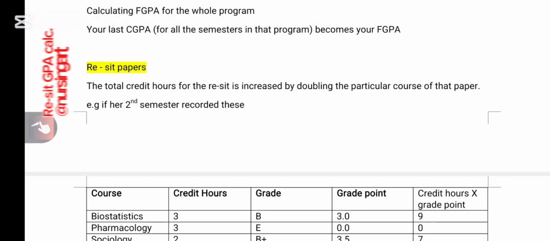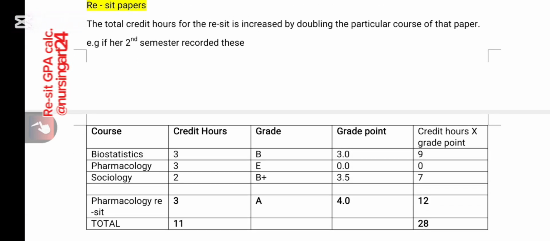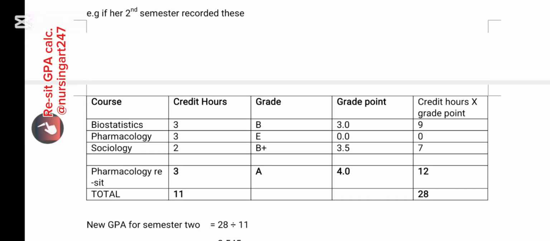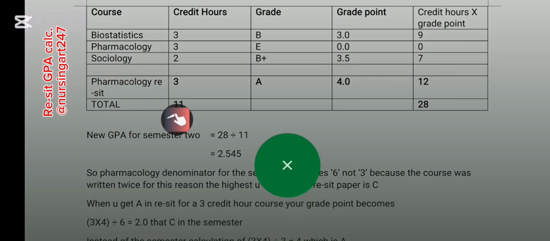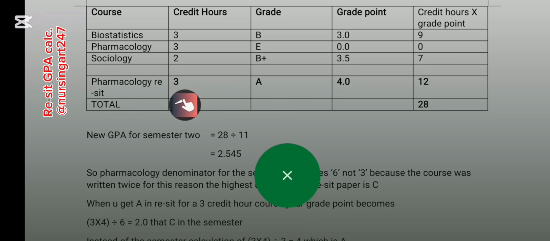Let's say in the second semester, she did the reset for pharmacology and had A in the reset. Please, this is just for teaching purposes. Pharmacology is 3 credit hours and she had A. So A will be 4.0 times the 3 credit hours, which is 3, and it gives us 12. When you get a 12, you input the 12 and the system will calculate 9 plus 0 plus 7 plus 12, which will give you 28. So now you see that the 4.0 has increased the credit points, which is a good thing. It's a good thing when your credit points are going up to 12.